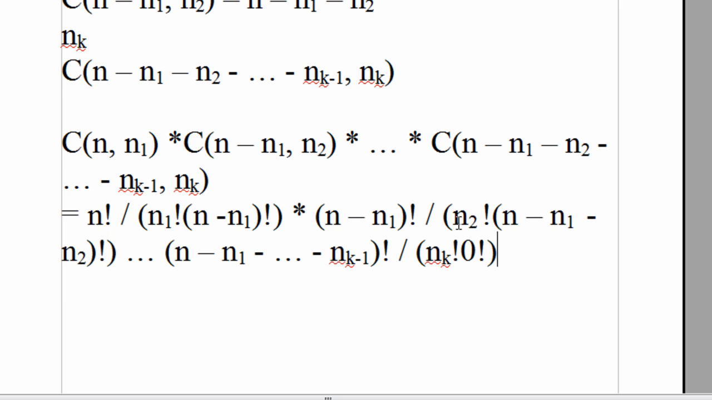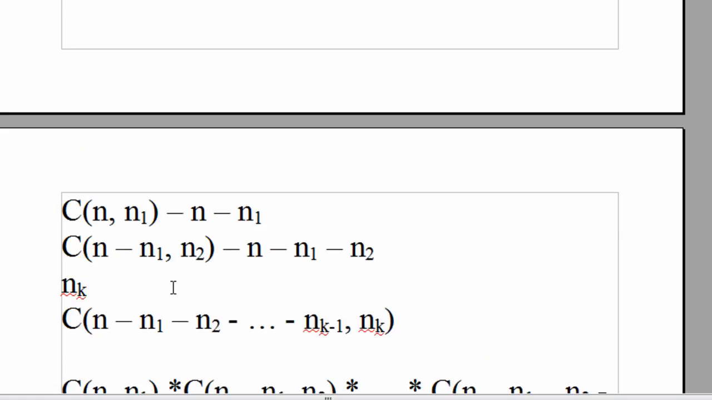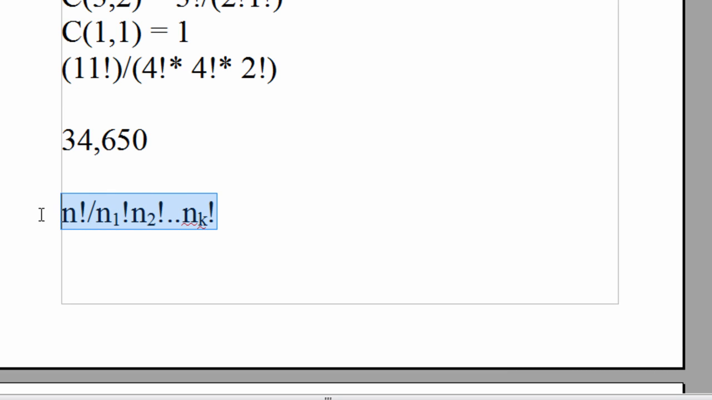And if we cancel out, we can cancel out this n minus n sub 1 factorial with this one up here, and then this one with the next one, and 0 factorial is just 1, so that doesn't matter. And we'll end up with n factorial divided by n sub 1 factorial times n sub 2 factorial all the way up to n sub k factorial. And this right here was the multinomial theorem, which we hypothesized up here.